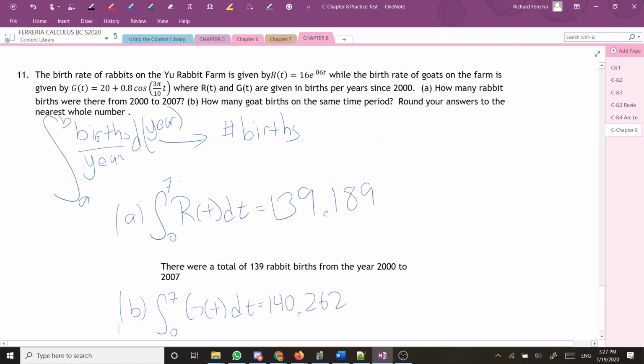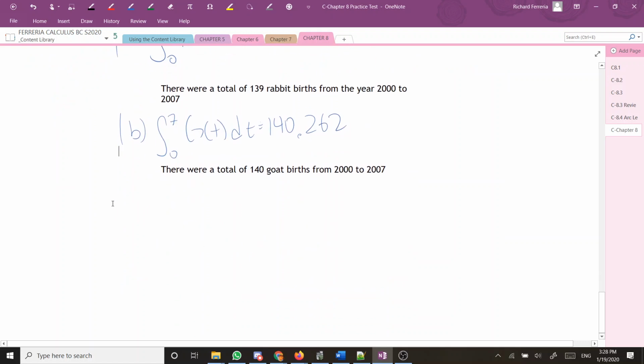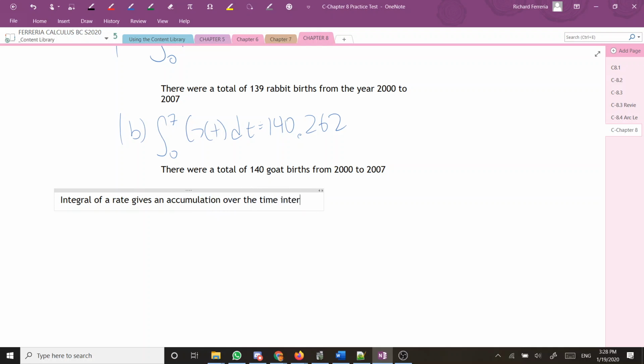Big main concept here is integrating a rate to get rid of the time unit and give us a total number of births that have accumulated in that interval. Okay. So integrating a rate gives you an accumulation. I'll type that out for you. Integral of a rate gives an accumulation over the time interval A to B. Right.